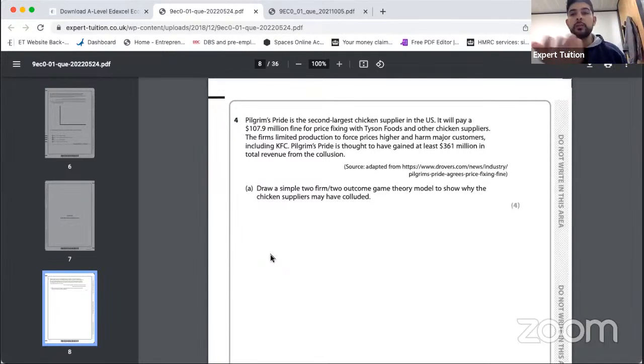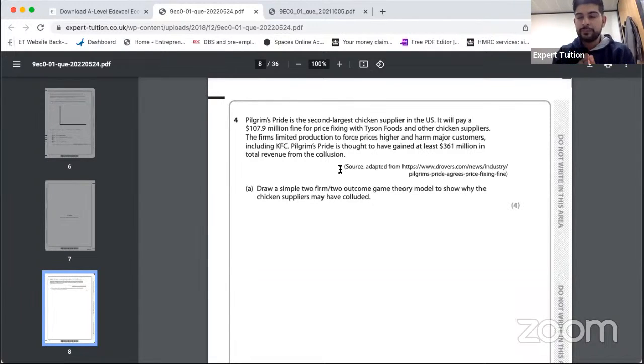It says, Pilgrim's Pride is the 2nd largest chicken supplier in the US. It will pay a $107.9 million fine for price fixing with Tyson Foods and other chicken suppliers. The firm's limited production to force price higher and harm major consumers, including KFC. Oh, blasphemy. Pilgrim's Pride is thought to have gained at least $361 million in total revenue from the collusion. Draw a simple 2 outcome game theory model to show why the chicken suppliers may have colluded.